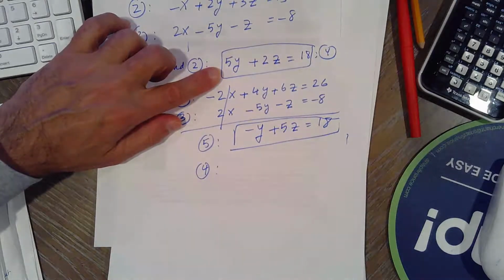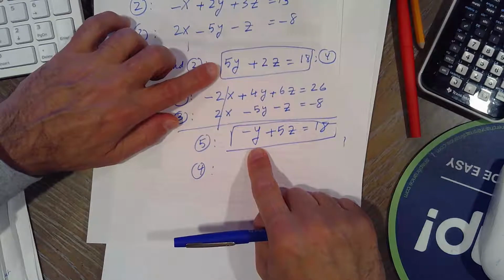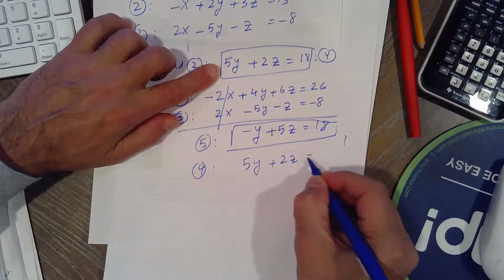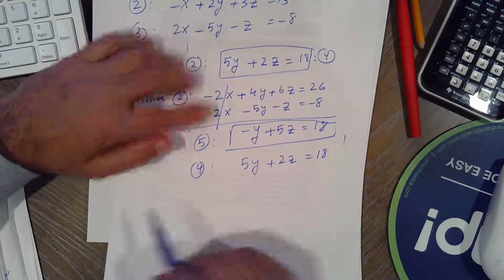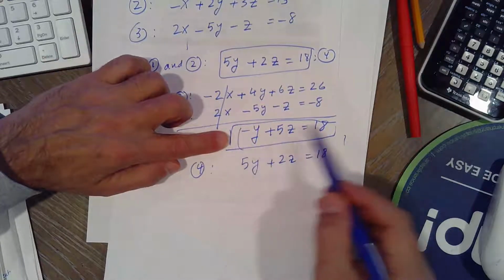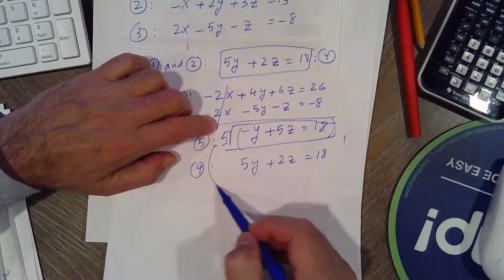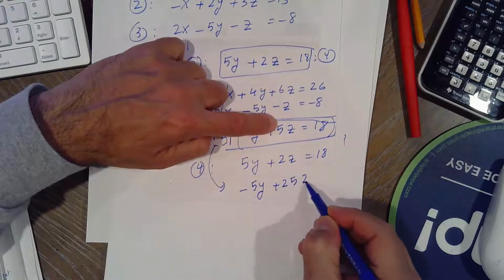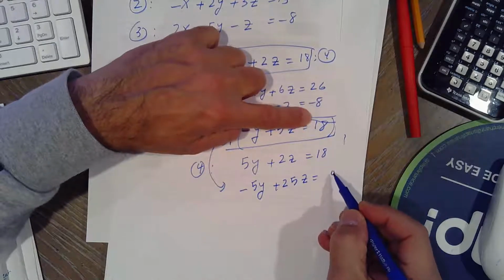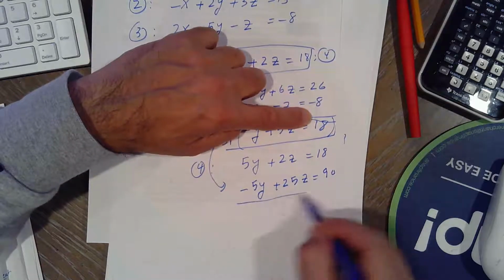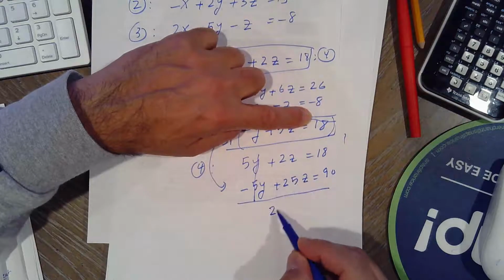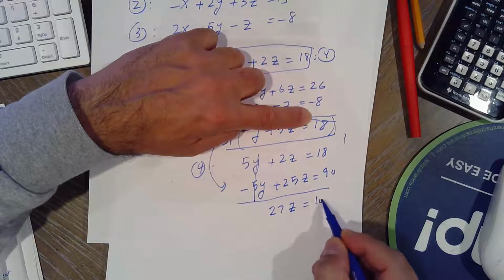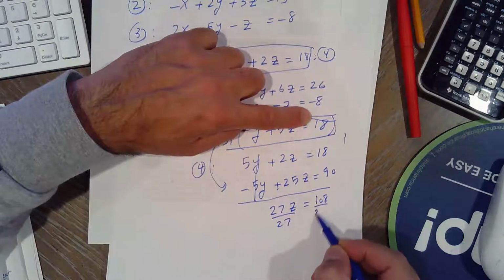So now I am going to bring equation 4 down. I want to use elimination, so let's put it down here. If I want to use elimination, I have to times the top equation by 5. Negative 5y plus 5 times 5z is 25z, and 5 times 18 is 90. That cancels out. 27z is 90 plus 18, that's 108, and z is 4.